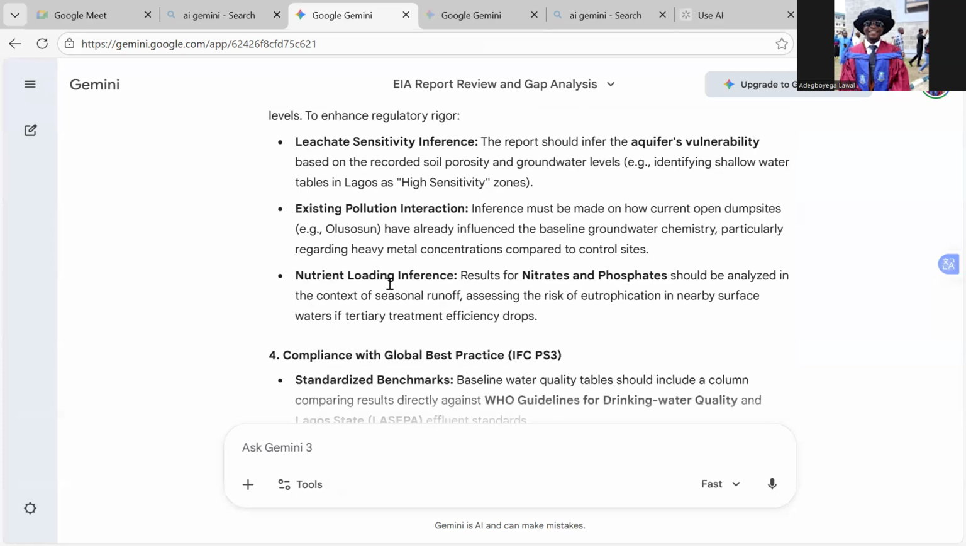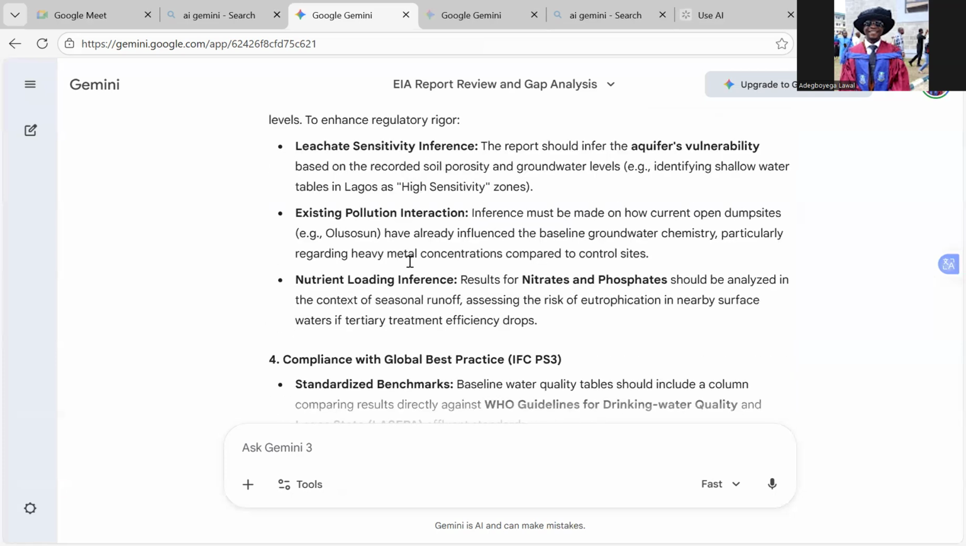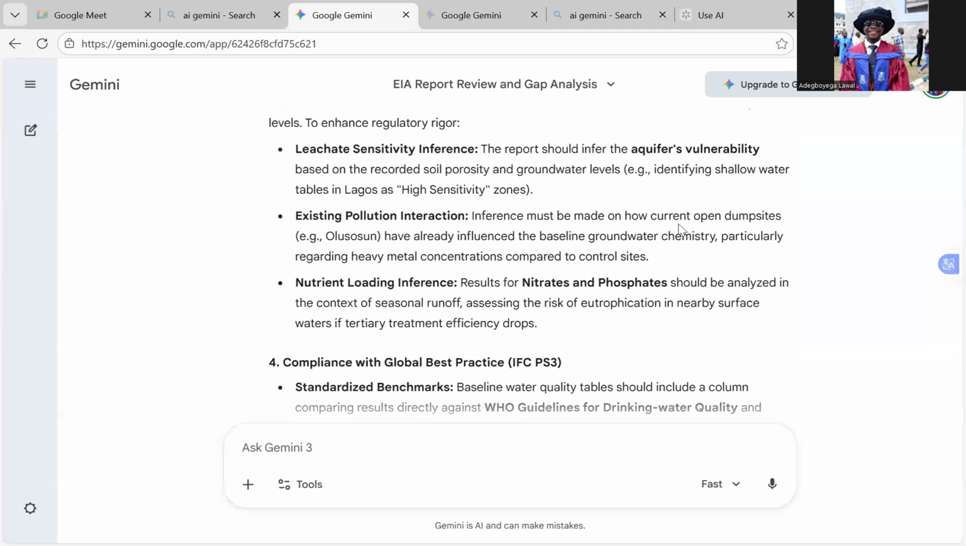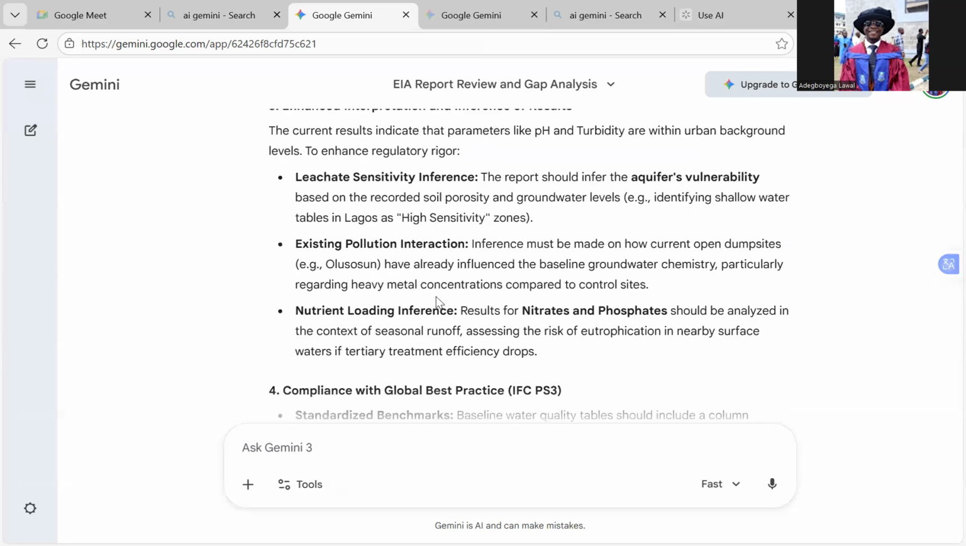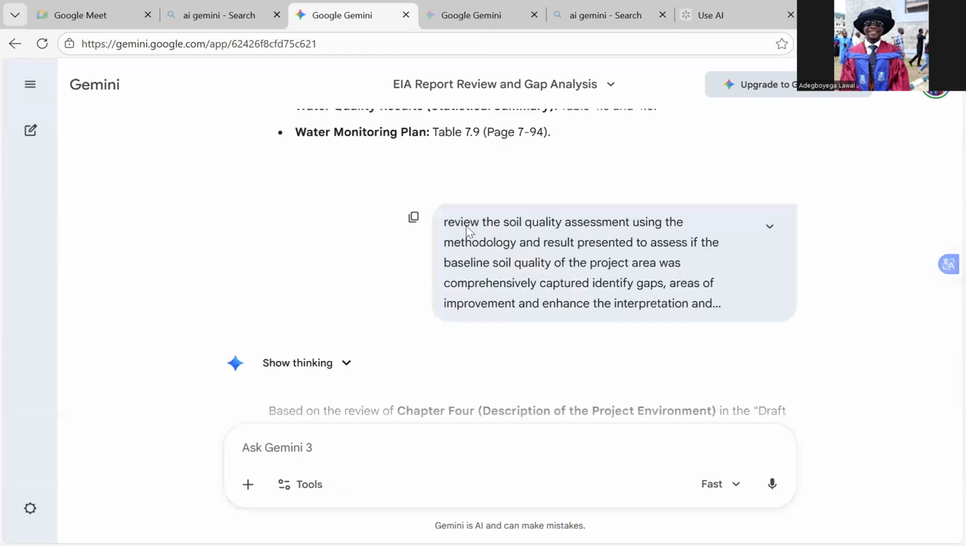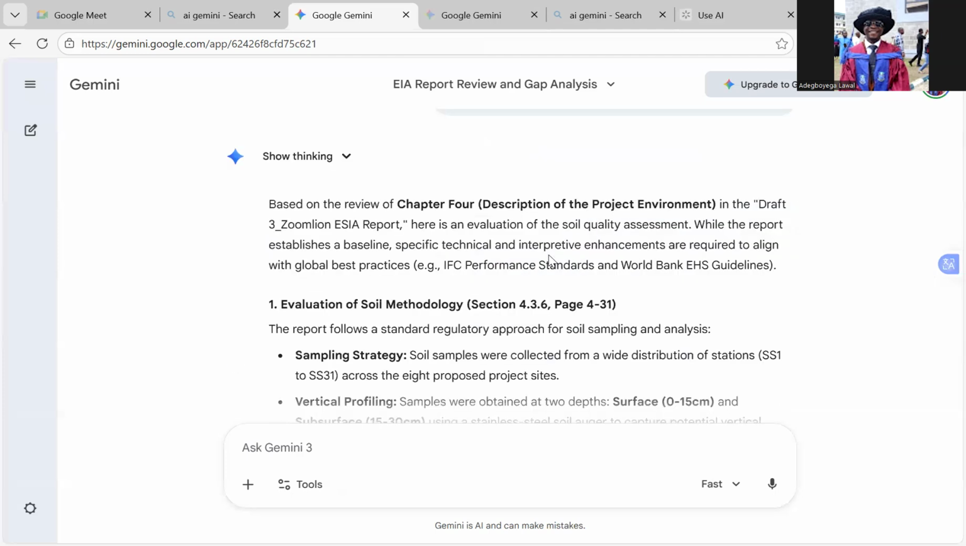These are areas. These are inferences. Like now, the inference must be made on how current open dump sites in Olusosun have influenced the baseline groundwater chemistry, particularly regarding heavy metal concentration. So these are existing pollution interactions. These are part of the baseline that should be analyzed, because most of the report is saying that everything complies and everything is within the regulatory framework.